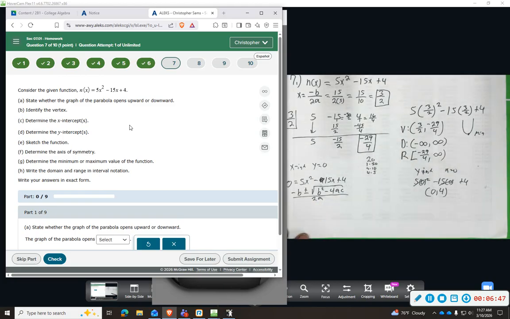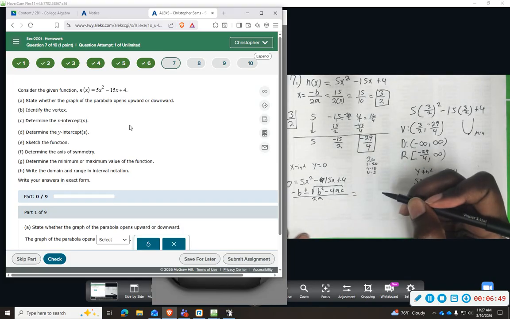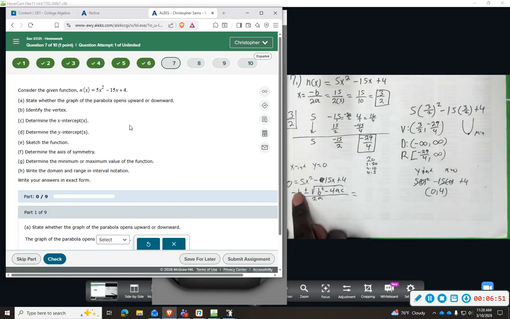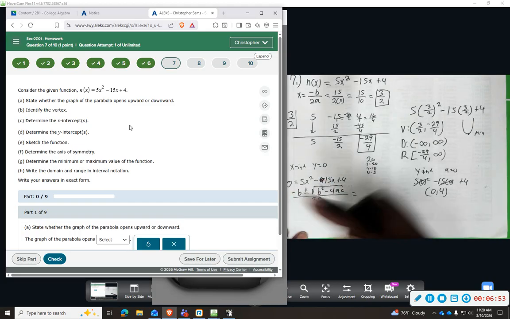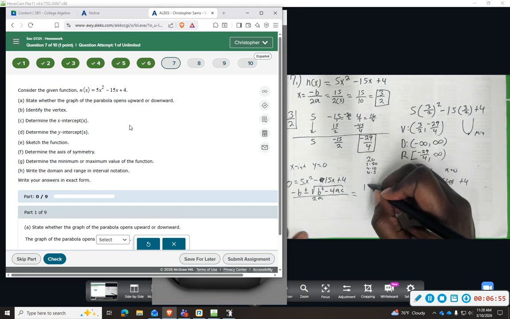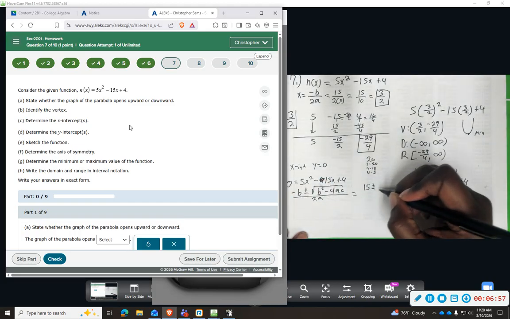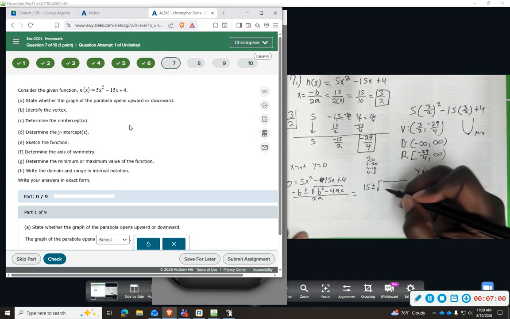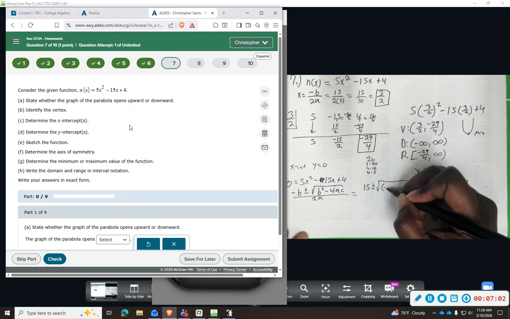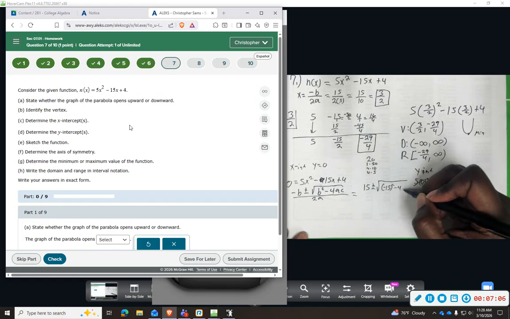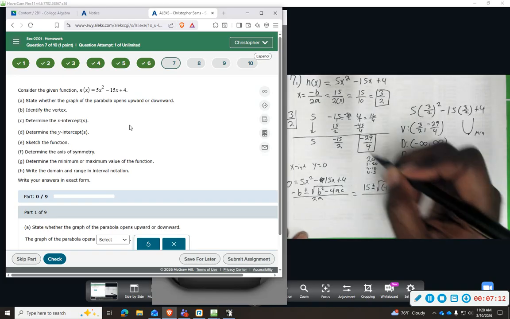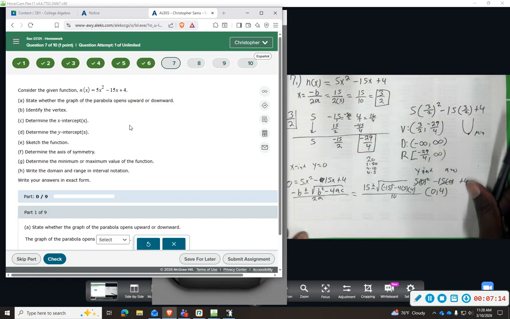So I'm going to plug everything in and let the calculator do the heavy lifting. The opposite of b, negative negative is a positive. So we get positive 15 plus or minus the square root of negative 15 squared minus 4 times a, which is 5, times c, which is 4, all over 2 times 5. I'm just going to put a 10 down here.